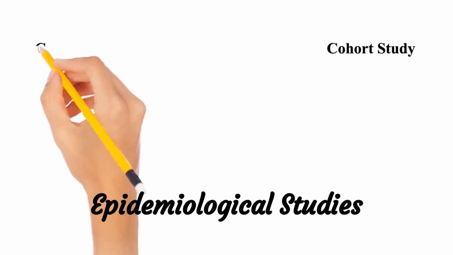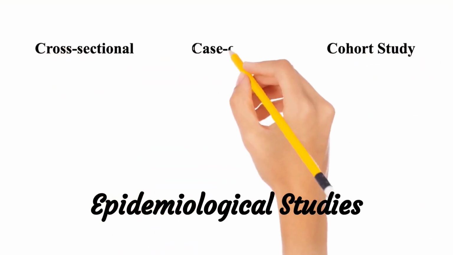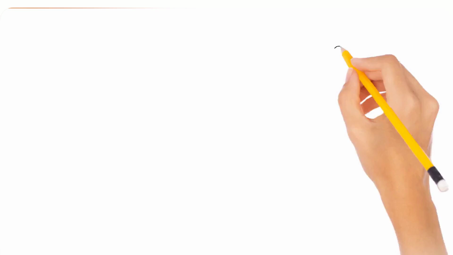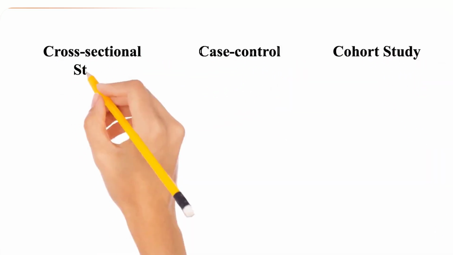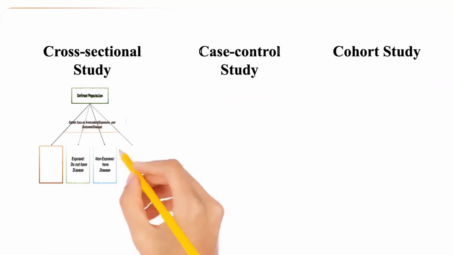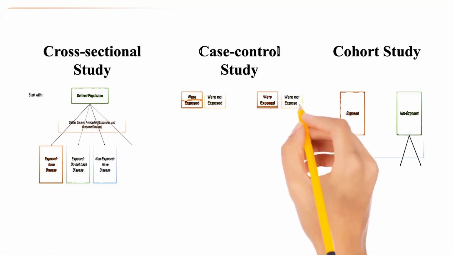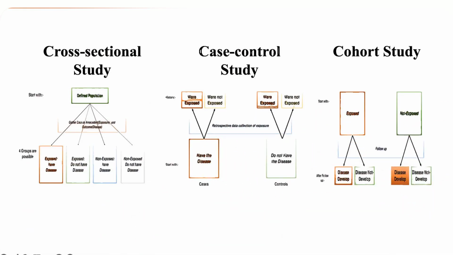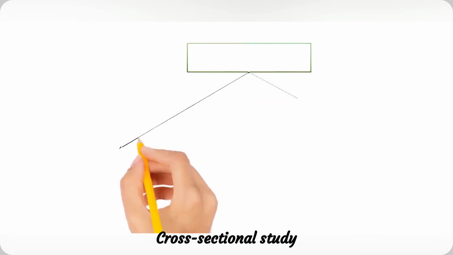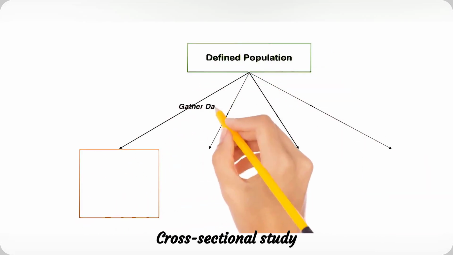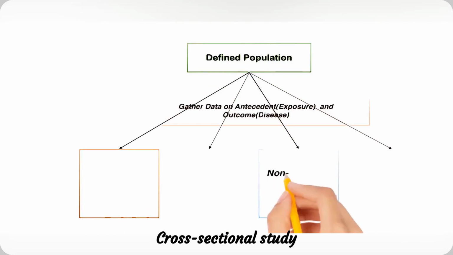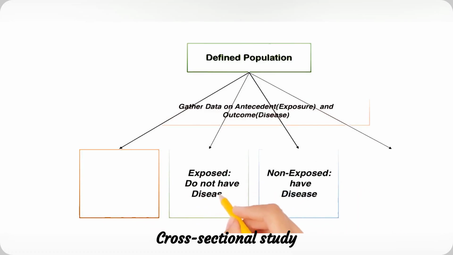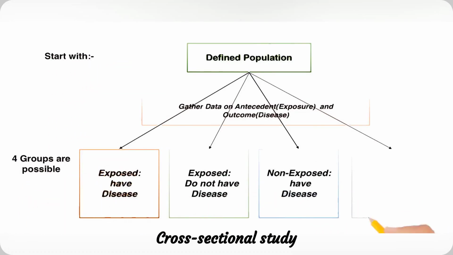Next, let's discuss the epidemiological studies which can be used to measure the association. To measure association, we first look at the types of observational studies available. We choose from three main observational study designs: cross-sectional, case control, and cohort. Cross-sectional studies give us a quick snapshot. Exposure and disease are measured at the same time. They're good for identifying correlations but not strong for cause and effect.